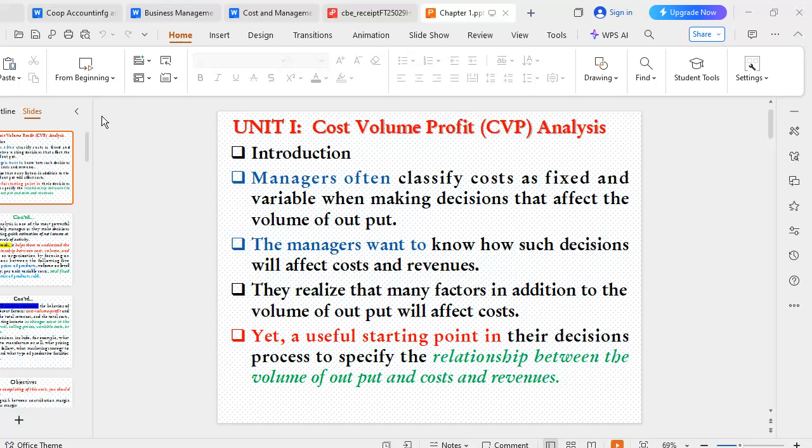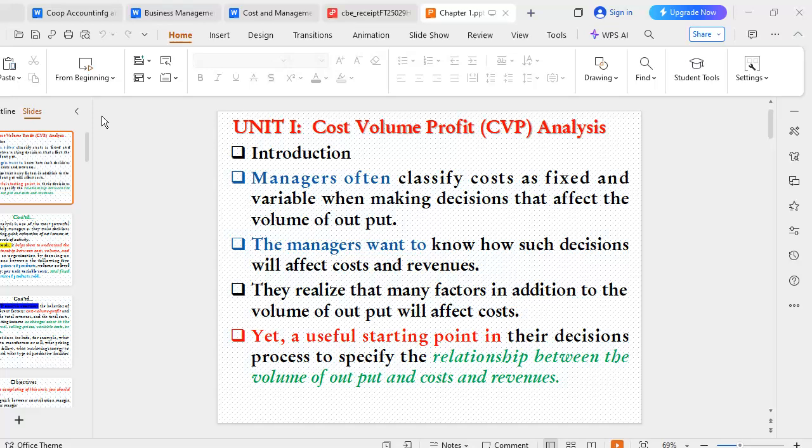As an introduction, every manager of a company classifies cost as fixed and variable when making decisions that affect the volume of output. The volume of output is affected by those costs, as you know, fixed and variable cost. You know the difference between fixed and variable cost. You should differentiate that. Fixed is fixed whether the volume of activity is changed or not, and the variable changes when the volume of activity is changed.